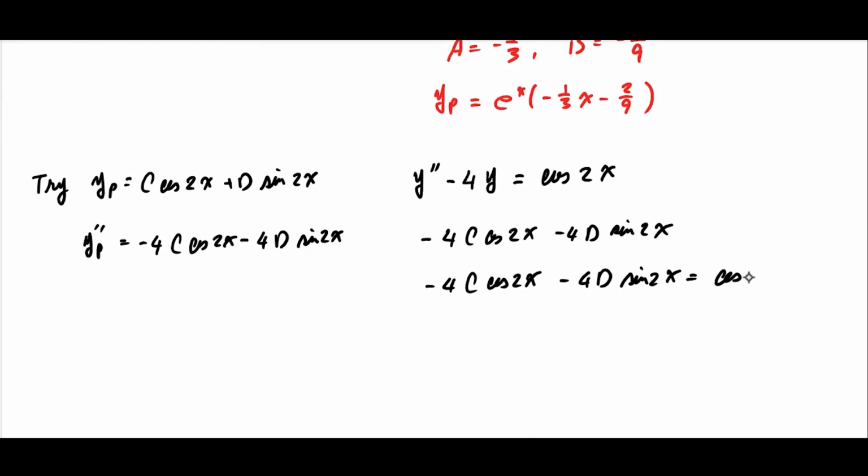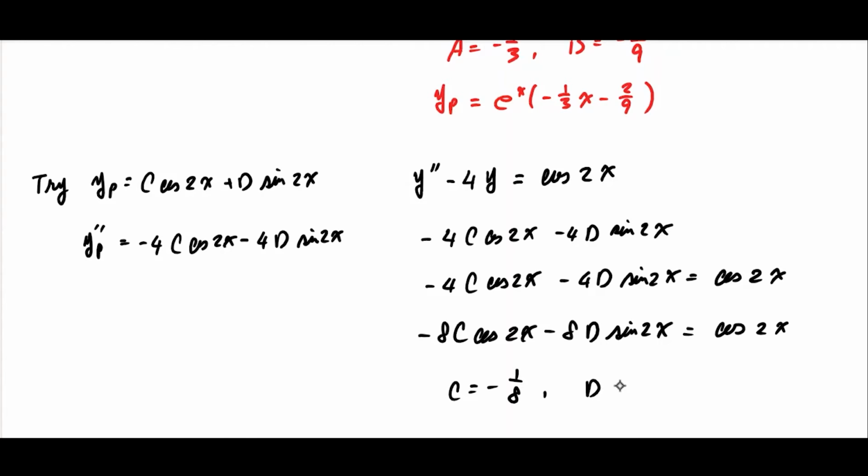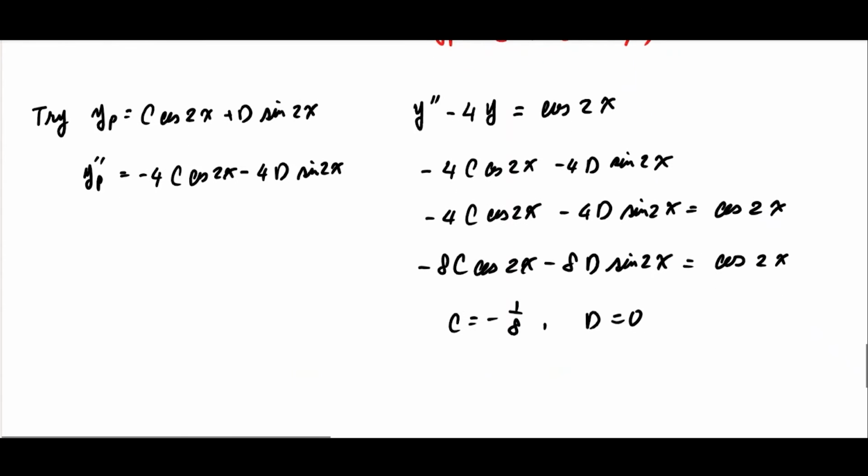And this needs to be cosine 2x. Good. So what we have is, combine the like terms: negative 8c cosine 2x minus 8d sine 2x is equal to cosine 2x. Good. So that tells you c is equal to negative 1/8 and d is equal to 0. How about that? So y particular in this case is negative 1/8 of cosine 2x. And that was kind of obvious now, wasn't it? Take two derivatives and yeah.